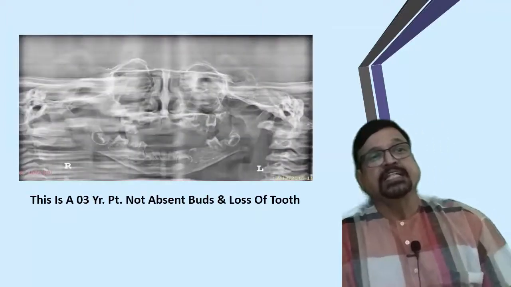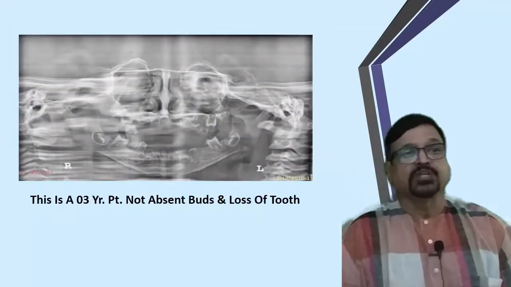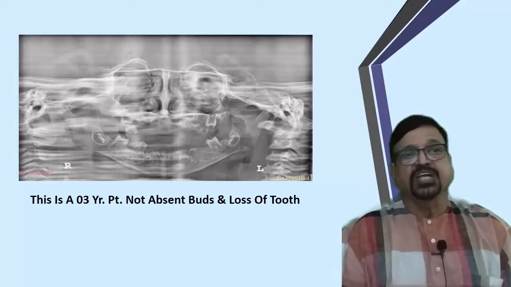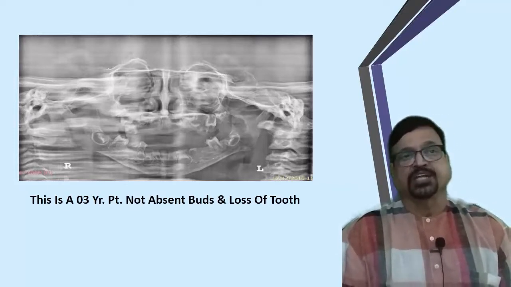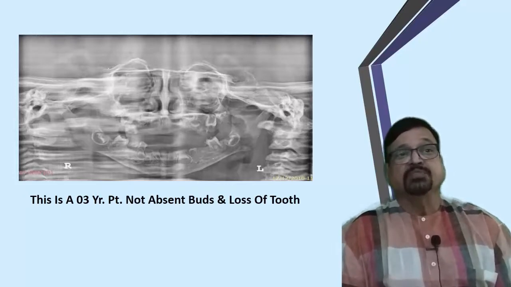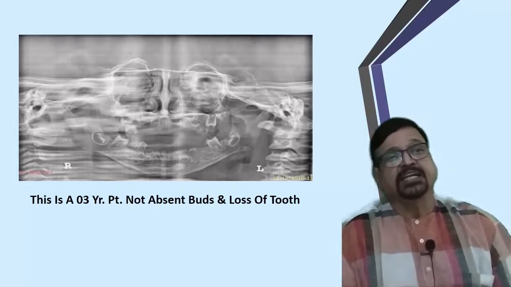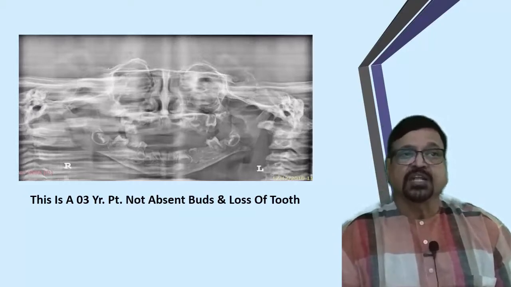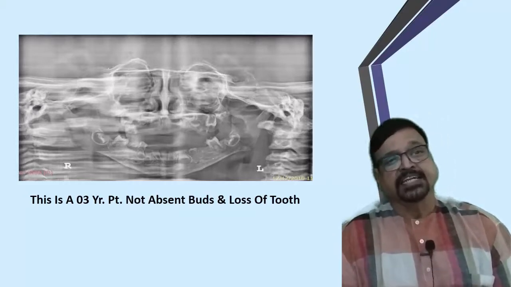Now, not only the acquired tooth pathologies. If you see this X-ray carefully, this is a child of 3 years and you will see a lot of tooth buds are absent. So to know the future of the teeth, the OPG is taken even at the age of 3 years, and these are usually detected early.